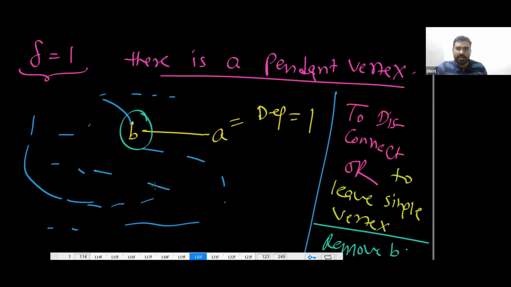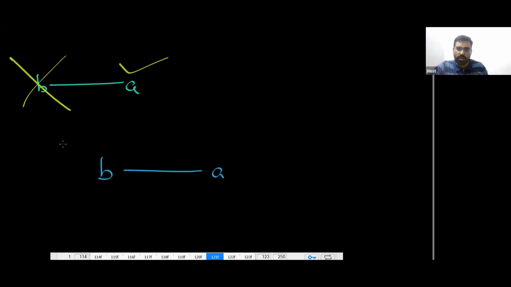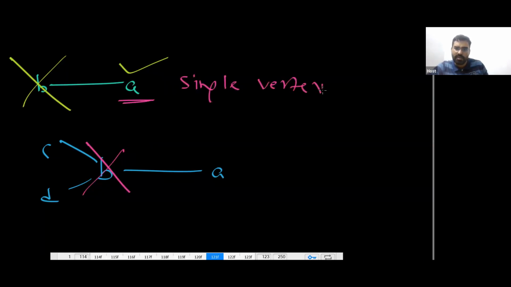If you remove this B, then definitely what will happen? Either a single vertex will remain, or the graph will disconnect. Here you can notice you get a single vertex, and here, if you remove B, you get a disconnected graph.